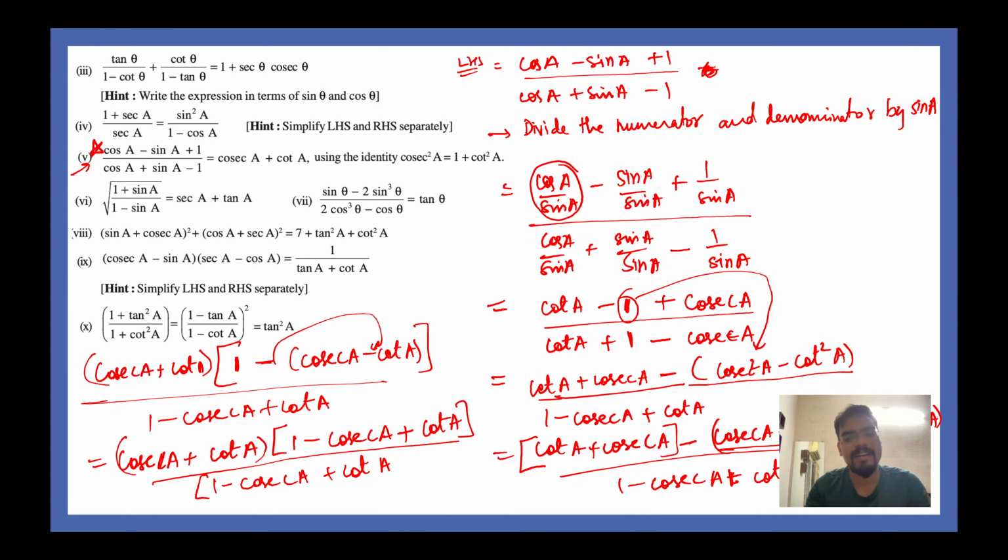Alright, so in the denominator we have 1 minus cosec A plus cot A, and in the numerator we have 1 minus cosec A plus cot A. These two will cancel out each other and we will be left with cosec A plus cot A. I am writing it here: cosec A plus cot A, and this is your RHS.